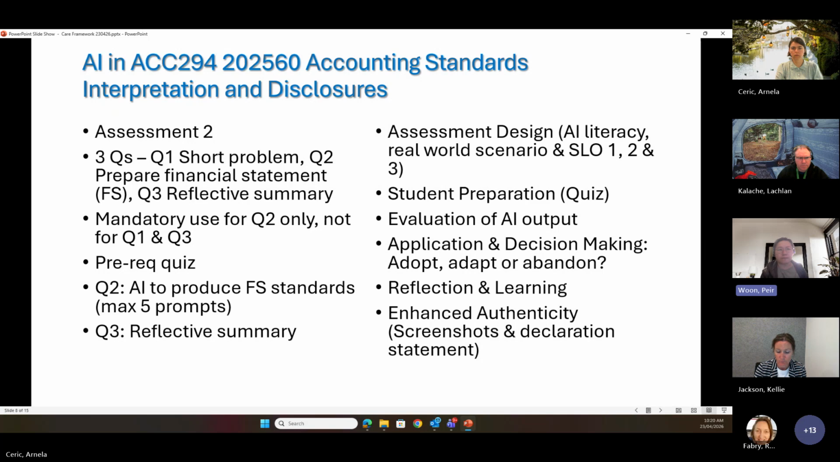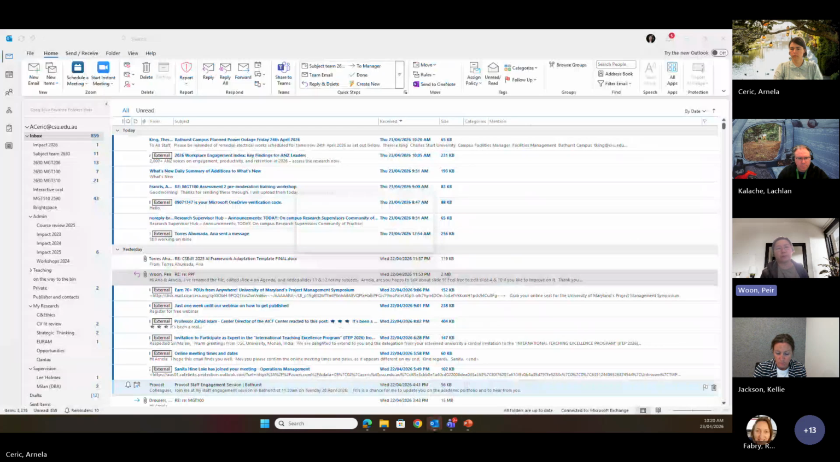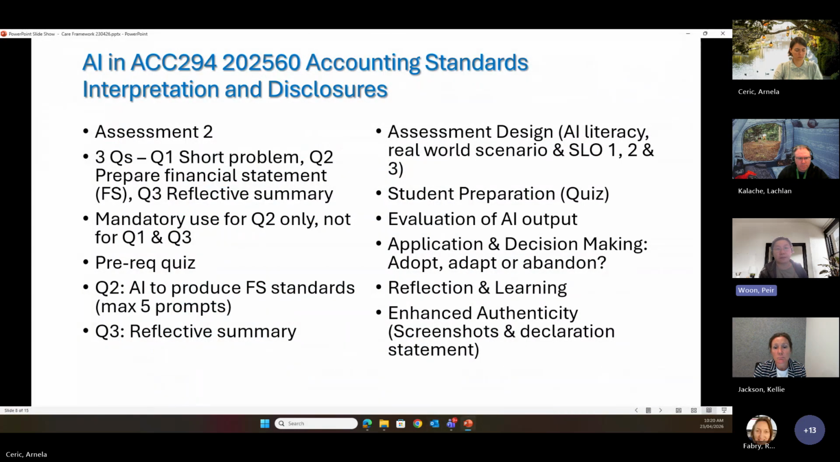Now, how is this applied to the assessment design, or the stages or principles that we have talked about? In terms of assessment design, I have put in an actual real world scenario of preparing financial statements, and three of the four learning outcomes were achieved.